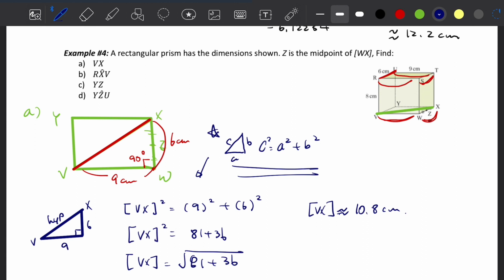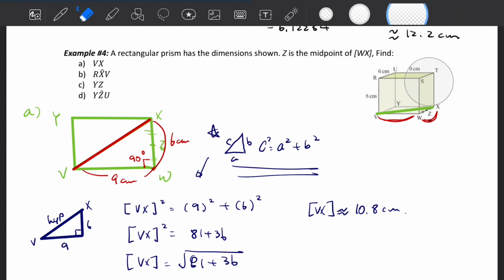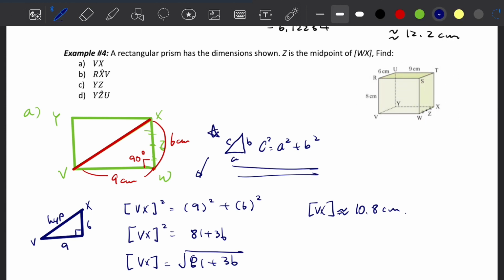Then question B, we need to find the angle RXV, right? So when you look at this diagram, you can see that this is the triangle again, with a 90-degree angle. Then let's redraw this triangle on a new page.